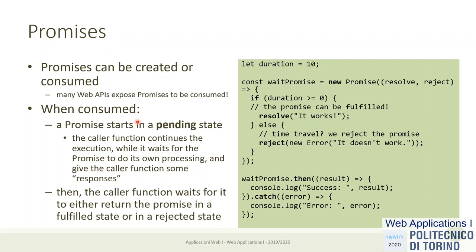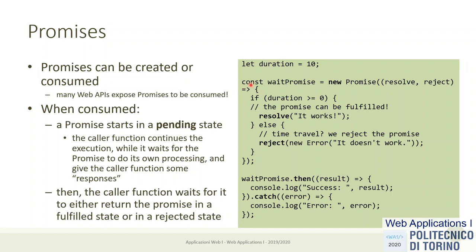So there are two phases in managing a promise. A promise is first created and then consumed. So creating a promise means defining the callback. So right now I promise that something will be done. So I'm creating a promise object. And this promise object is just a normal constructor function. So you create a promise with the new operator. Promise is a function that will return a promise object. And this promise object is constructed with a callback.